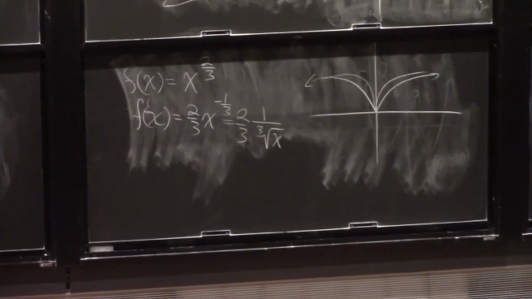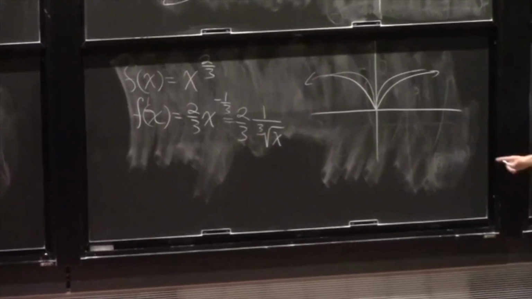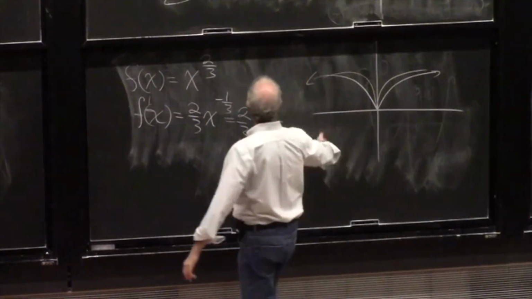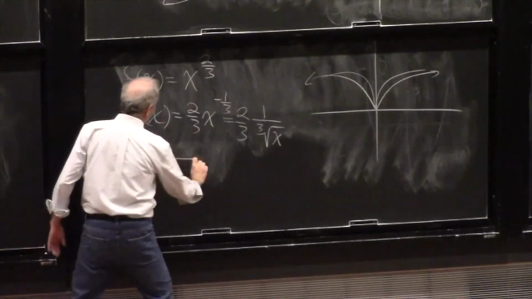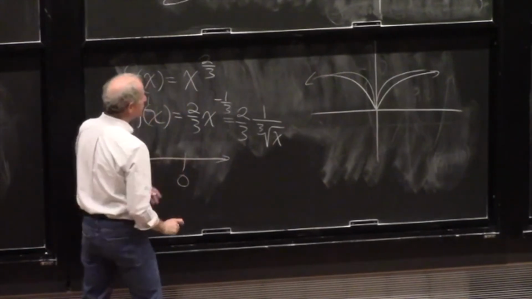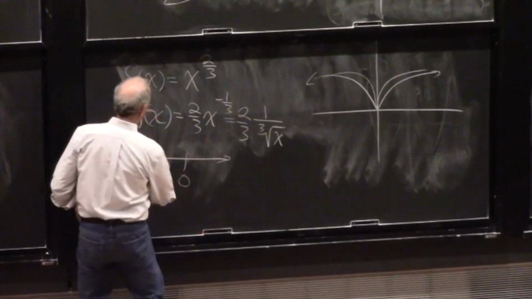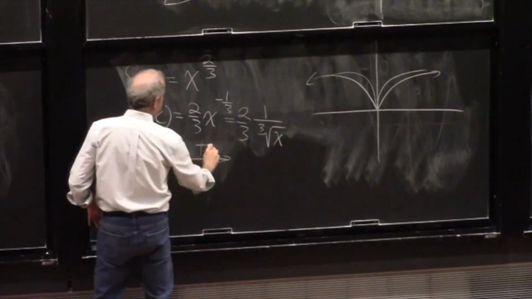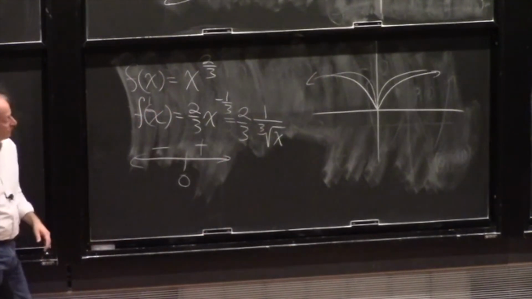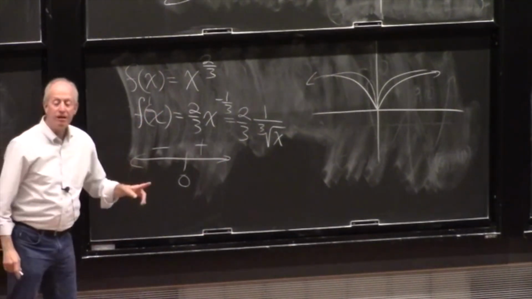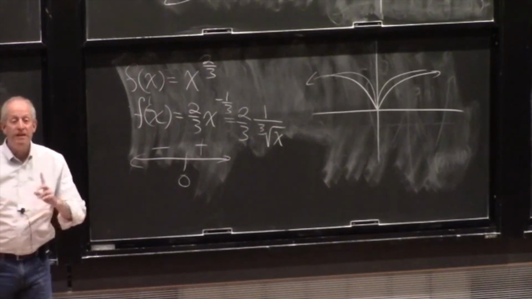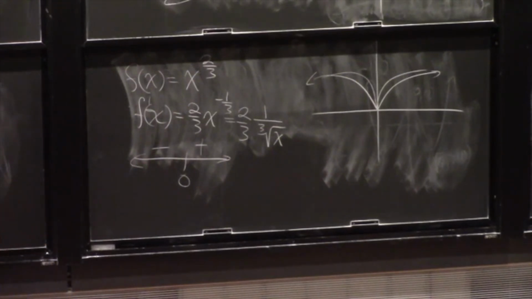However, it still changes from decreasing to increasing at 0. So that's what I said, you still have to check a critical point. Because to the left of 0, this quantity is negative, so it's going down. And to the right of 0, it's positive, so it's going up. So even though it's not a maximum or a minimum, it still helps you figure out if the graph is increasing or decreasing.